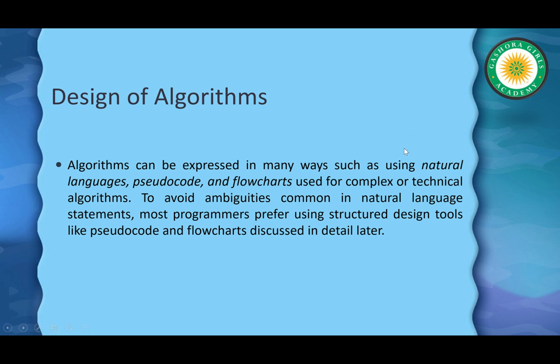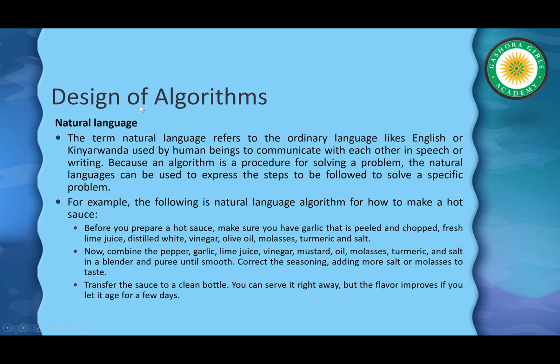Number one, we are going to see how to design an algorithm using a natural language. The term natural language refers to the ordinary language, like English or Kinyarwanda, used by human beings to communicate with each other in speech or in writing. Because an algorithm is a procedure for solving a problem, natural languages can be used to express the steps to be followed to solve a specific problem.